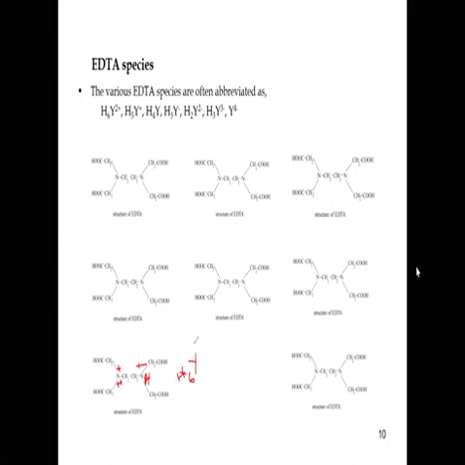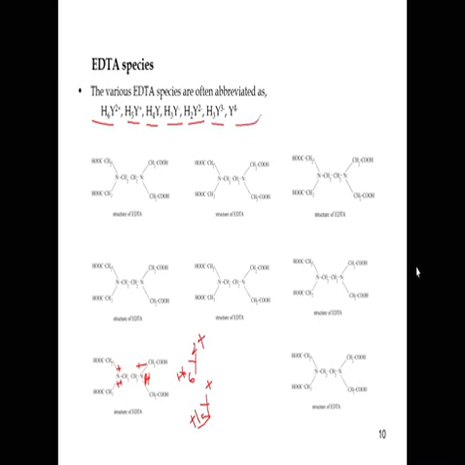H6 2 plus, H6 2 plus, right? If only one nitrogen is protonated, then you can see plus. So altogether, you can see 1, 2, 3, 4, 5, 6, 7 species, right?